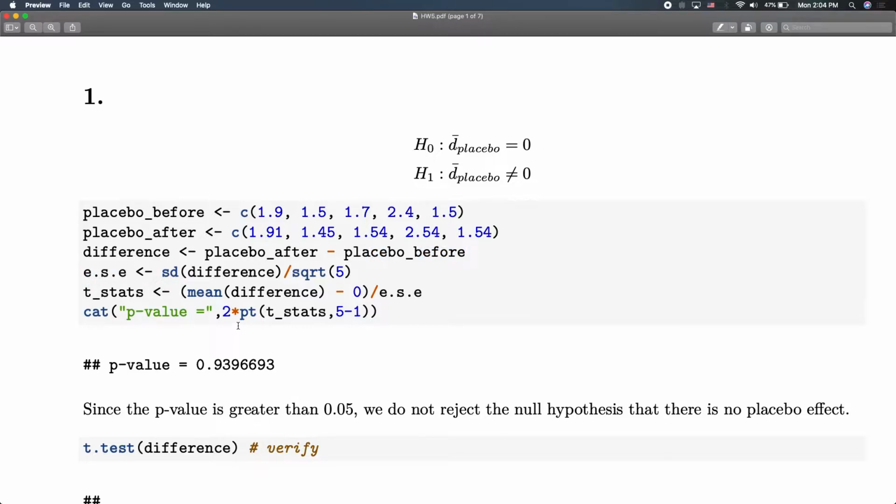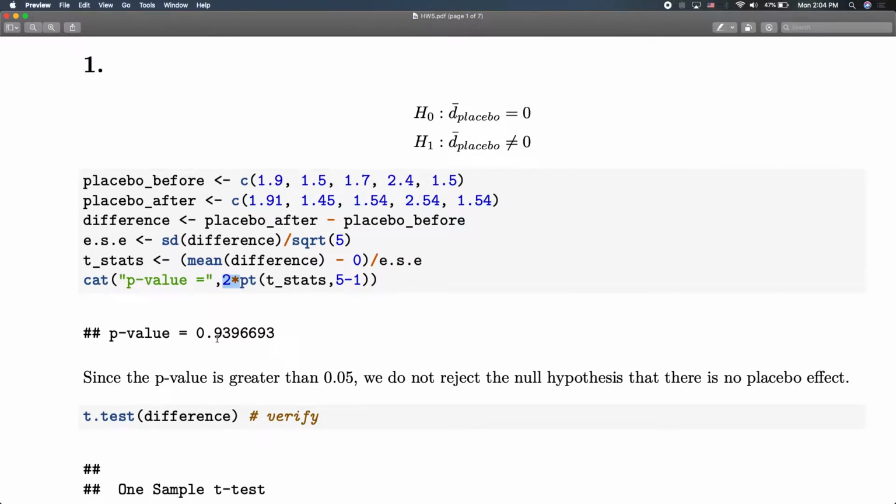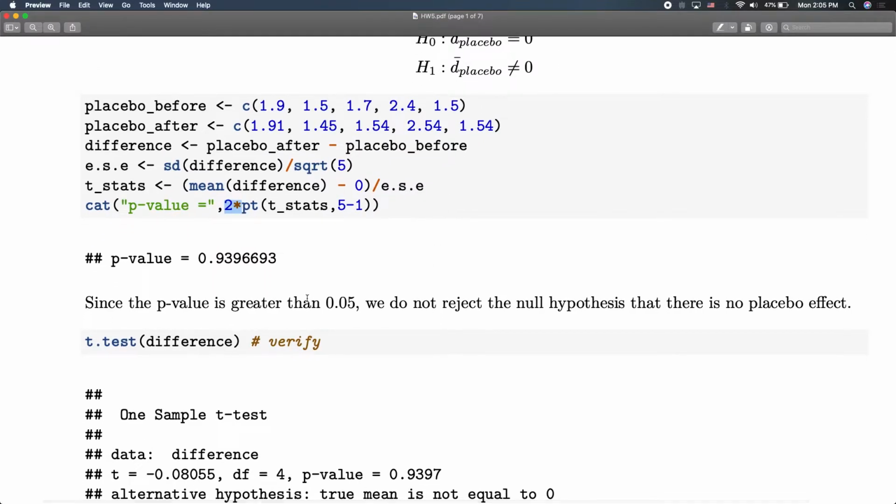And then to calculate the p-value, we only have 5 data points, so a relatively small data set. So we use the t-distribution for this test statistic, with degrees of freedom 5 minus 1. And since the alternative is not equal to 0, this is a 2-sided test, so don't forget to multiply by 2. Then this will be our p-value for this hypothesis testing. Because it's greater than 0.05, we do not reject the null.